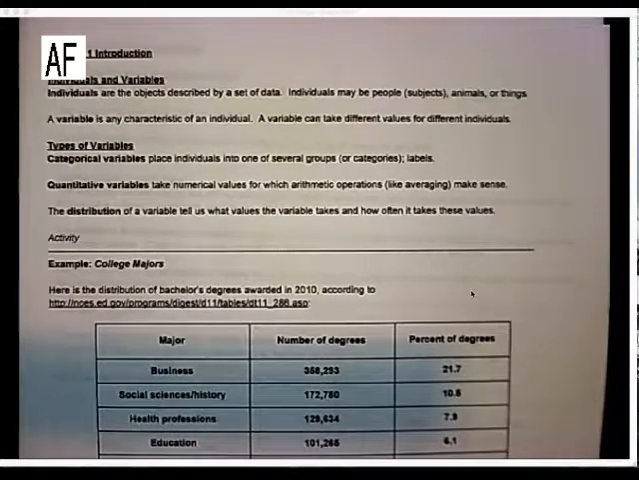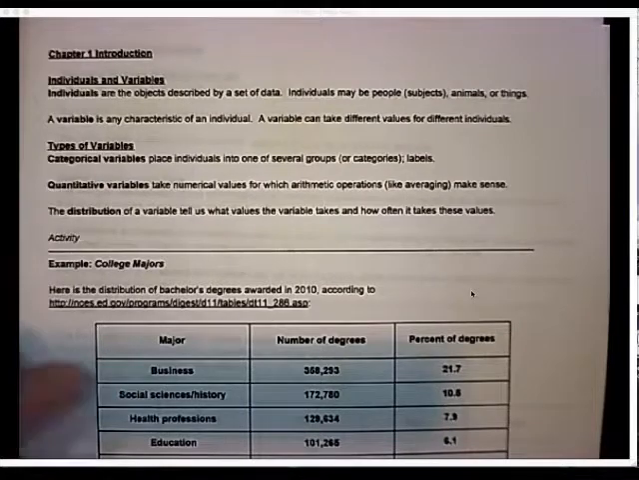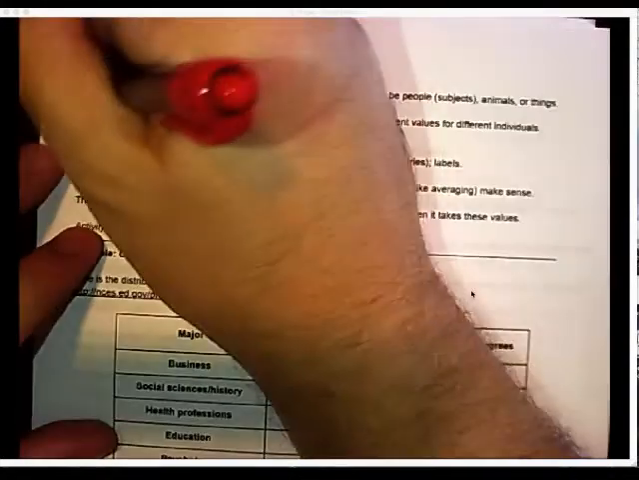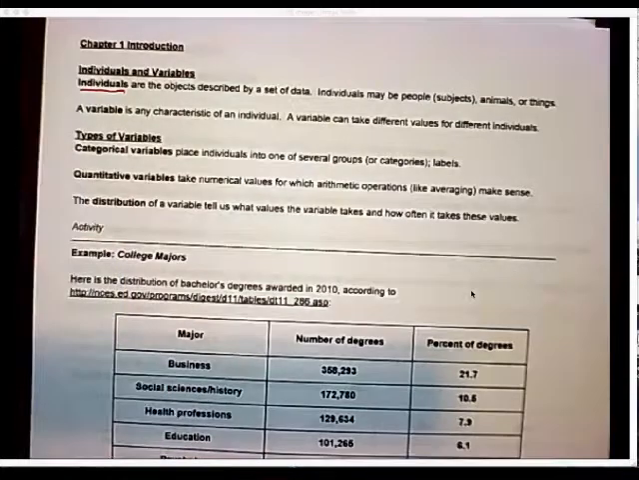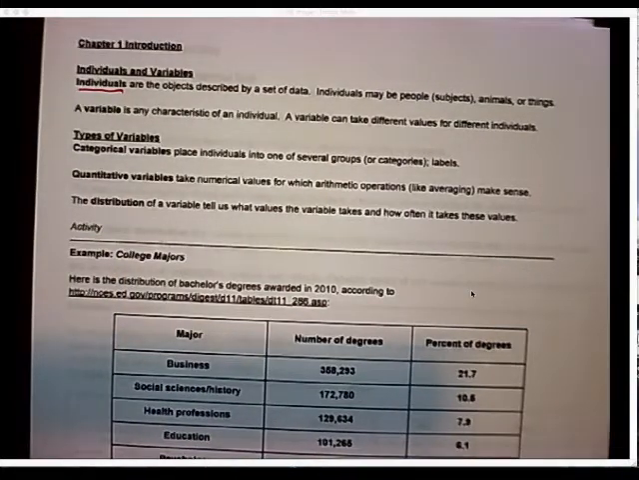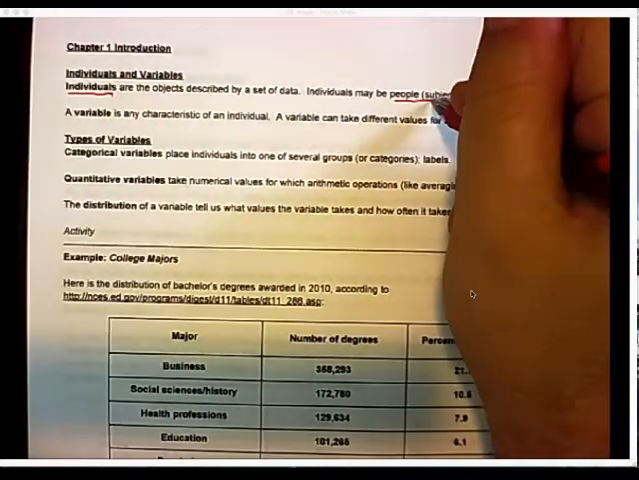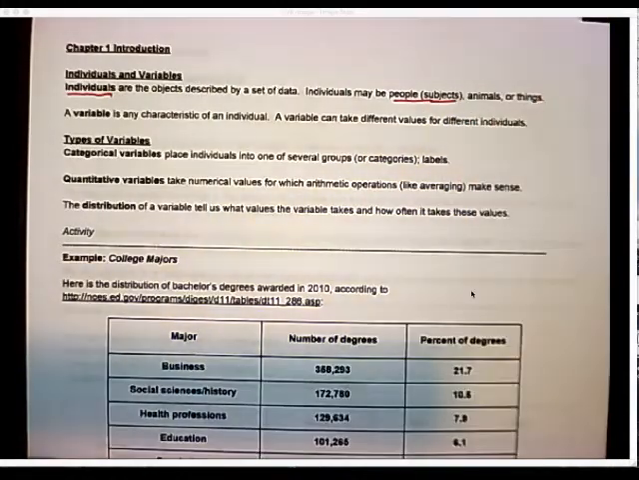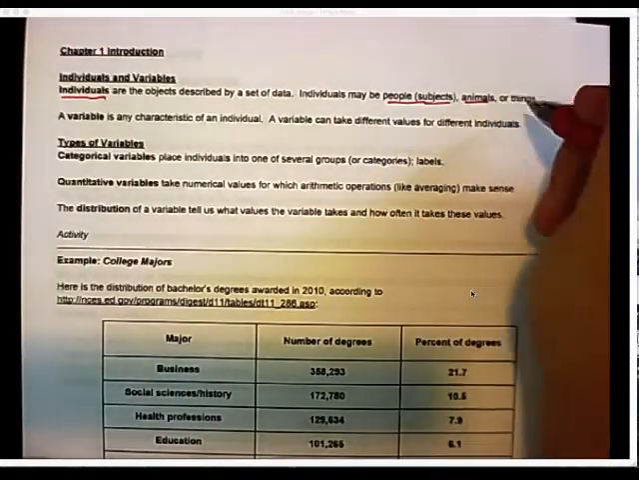All right, guys, this is chapter one, statistics note cards. So let's read some of the introductory information here. Same information you get out of your textbook. But it says individuals are the objects described by a set of data. Individuals may be people, and if that's the case, they would be called subjects, animals, or things.